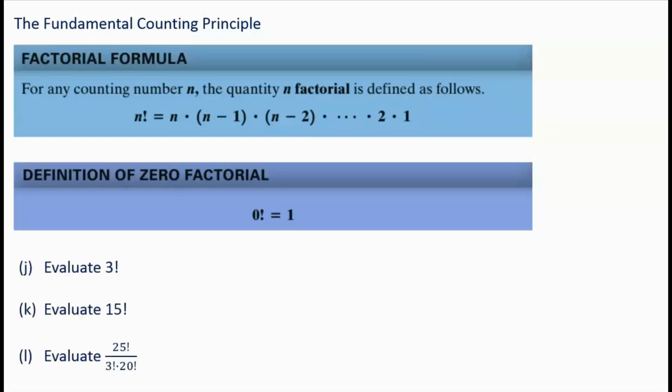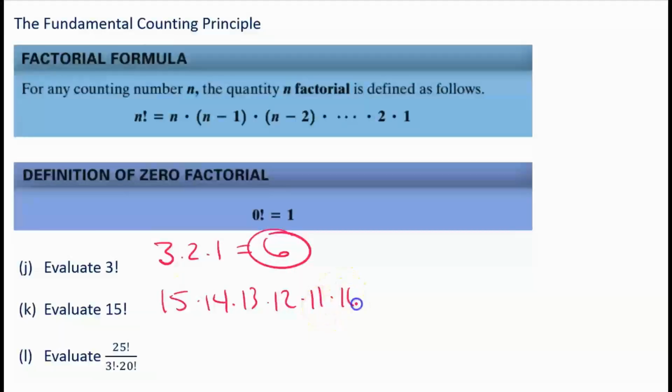Now, let's do some calculations with factorial. You'll see at the bottom here, I want you to evaluate 3 factorial. That's 3 times 2 times 1. Of course, we know 3 times 2 is 6 times 1 is 6. 15 factorial, on the other hand, is large. 15 times 14 times 13 times 12 times 11 times 10 times 9 times 8 times 7 times 6 times 5 times 4 times 3 times 2 times 1.